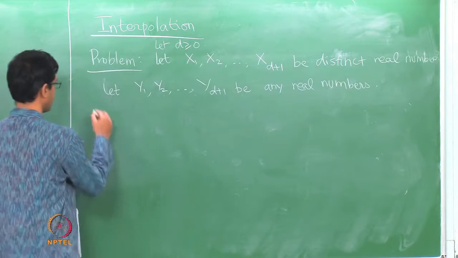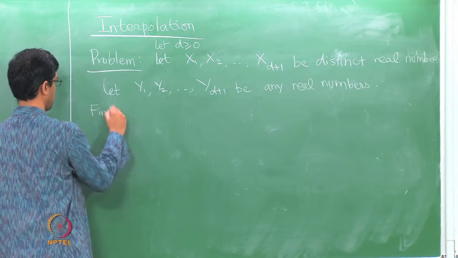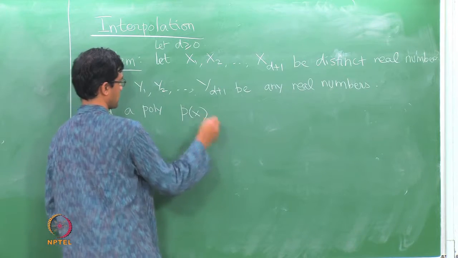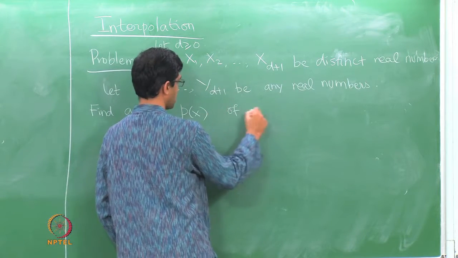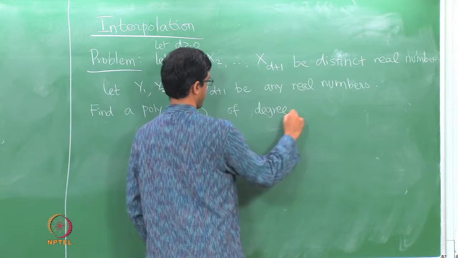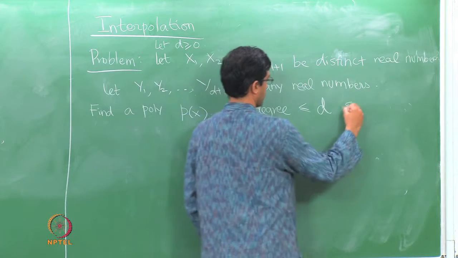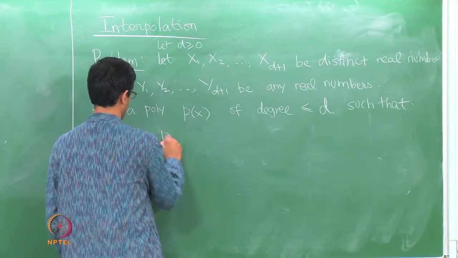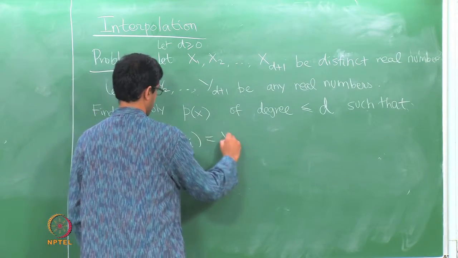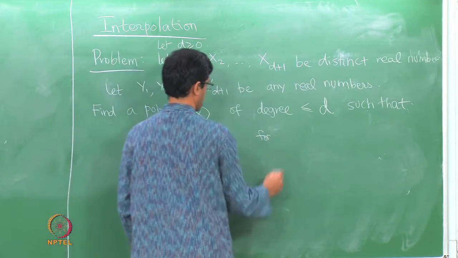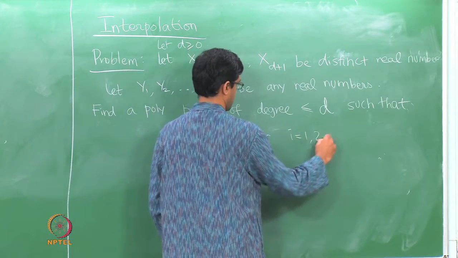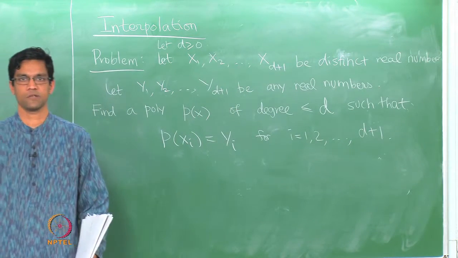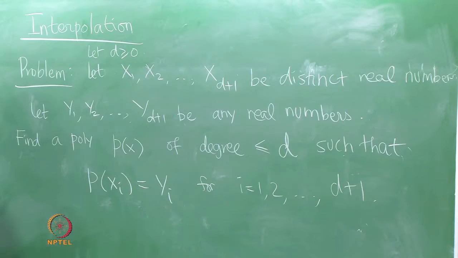So the problem is the following: find a polynomial, let's call it p of x, of degree at most d, which has the property that it takes the value yi at the point xi.